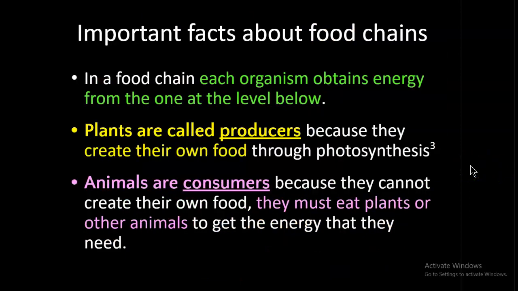All right. Next, here are some important things to know about food chains. In a food chain, each organism obtains energy from the one at the level below it. So at the bottom, we're going to have producers. Then we're going to have primary consumers, who are herbivores. They only eat plants or grasses and stuff like that, like giraffes and deer and wildebeest.